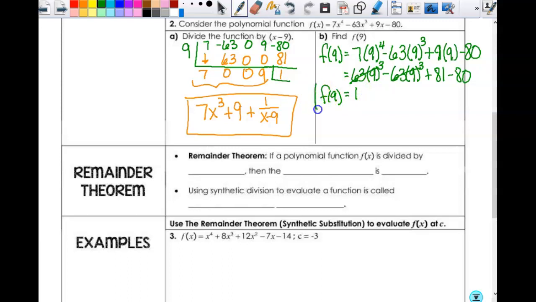Now, I'm going to show you one other way to kind of do that same thing, just because I don't know that all of you would be comfortable leaving the exponents. So you can do it. There's another way to kind of look at that. So I'm going to rewrite this.